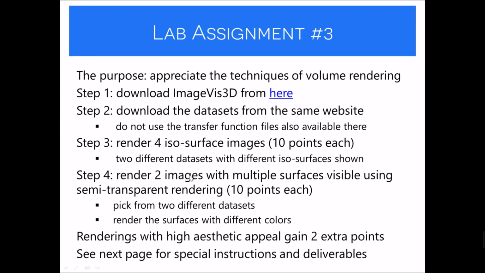And then render 2 images with multiple isosurfaces showing, like the one I showed you for the engine, where you had the outside and the interior or something else, whatever you like. Make it interesting looking. Pick from 2 different data sets, so one composite image for one data set and another composite image for another data set. Actually, I only give 8 points for each, and then I give you 2 extra points if they look really good, right? I'll change that to 8 points.